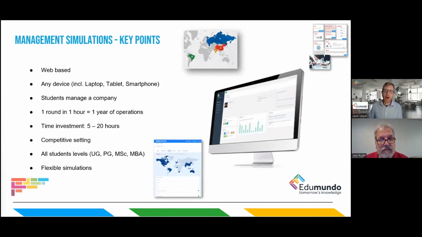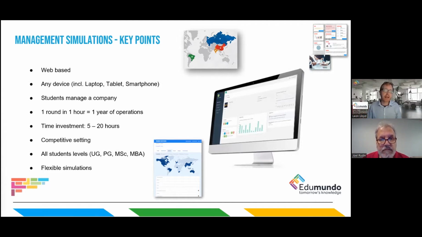In terms of how much time you should expect students to spend on this on a weekly basis, that's quite flexible in terms of how we set the simulation up, but also how much time you've got available. It's important to say that in all our simulations, we have this intelligent dynamic algorithm, which is really crucial to developing the competitive setting.